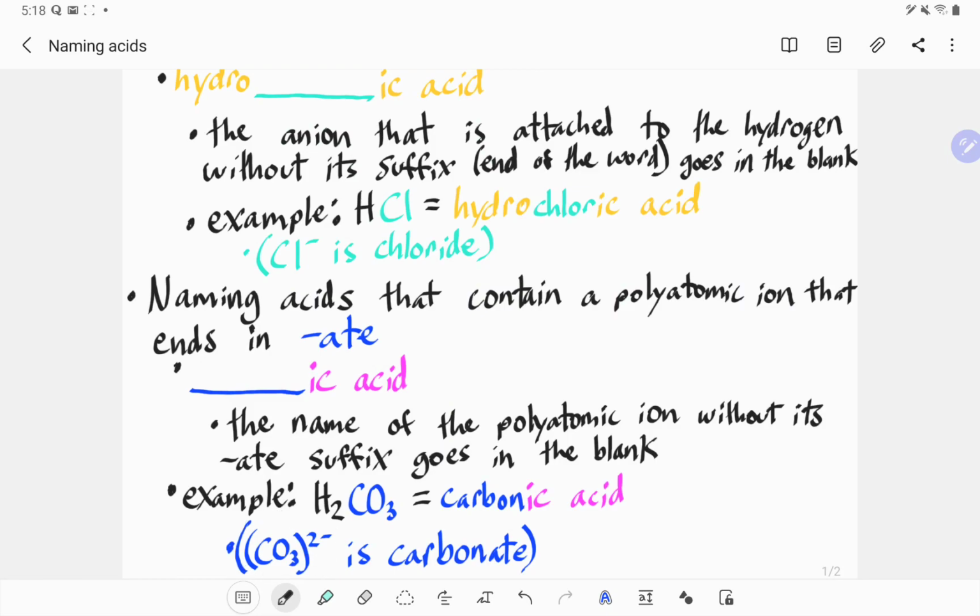That -2 charge, side note, is the reason that we have 2 hydrogens here instead of just 1. Just like when we were dealing with ionic bonds, we need to balance those charges out to 0 because there is no charge written here. So since hydrogen has a +1 charge and carbonate has a -2 charge, I need 2 +1 charges in order to balance out a -2 charge to 0. So just a quick side note, that's why it's H2CO3, not HCO3.